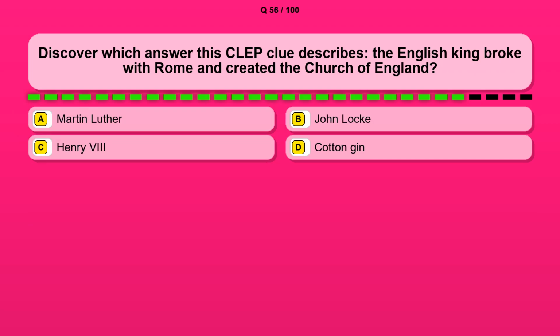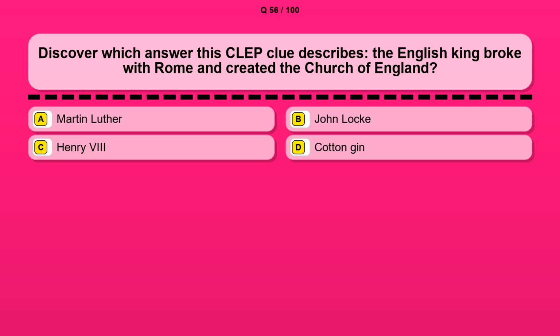Question 56. Discover which answer this CLEP clue describes. The English king broke with Rome and created the Church of England. Option A, Martin Luther. Option B, John Locke. Option C, Henry VIII. Option D, Cotton Gin.